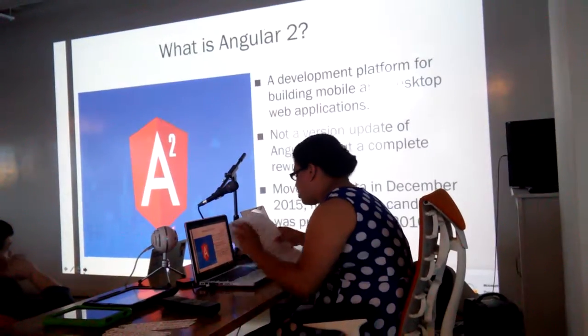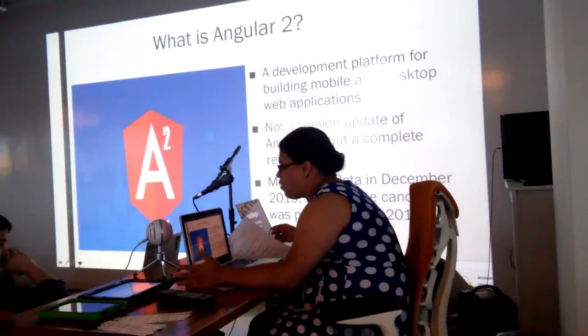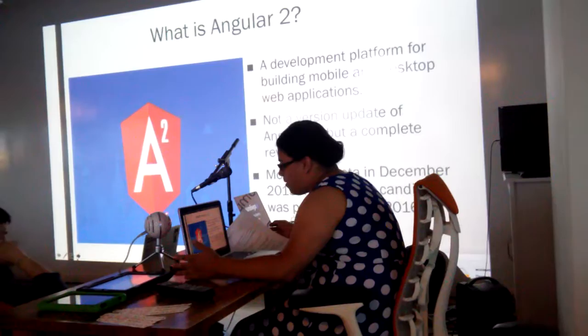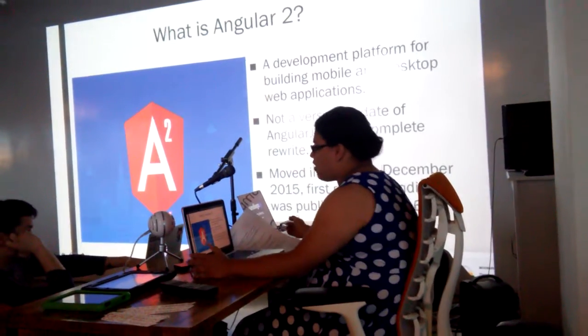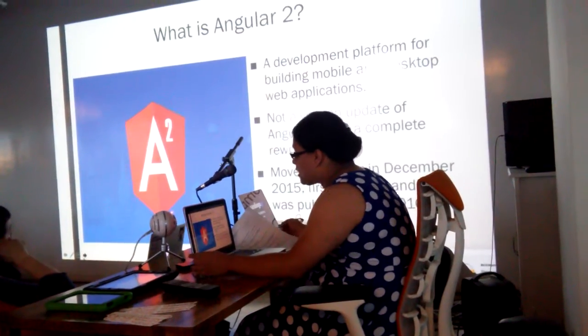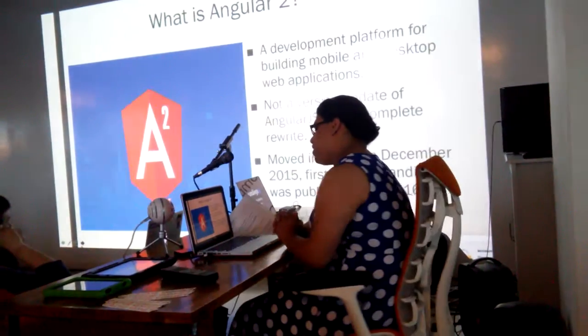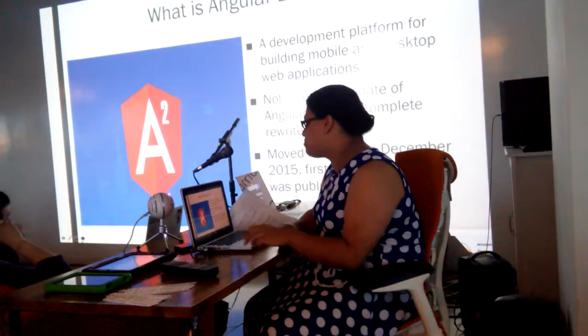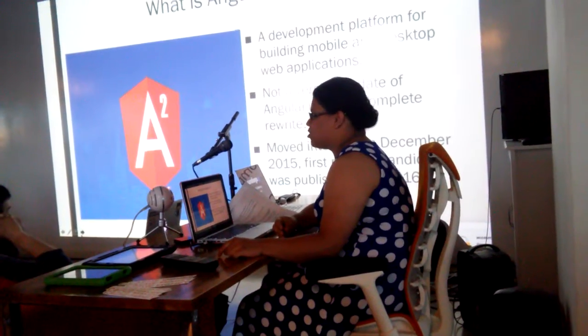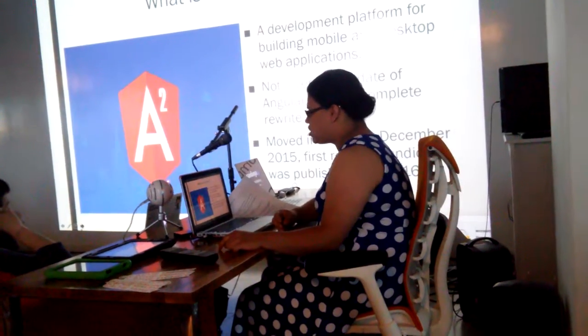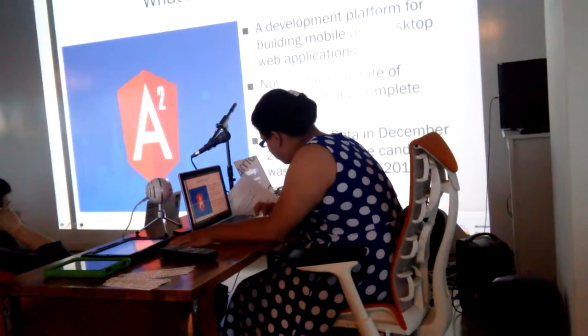All right, what is Angular 2? It is a development platform for building mobile and desktop web applications. It's not a version update of Angular 1, but a complete and total rewrite. It moved into beta in December of 2015, and the first release candidate was barely published in May 2016, which was 2 months ago. So we're looking at cutting edge technology here.